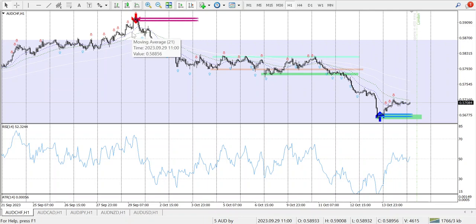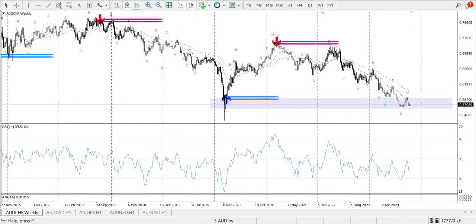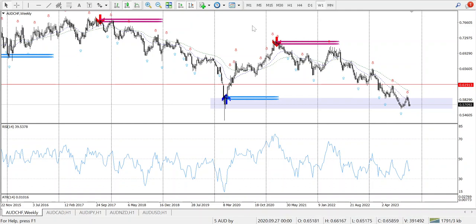So we will start with Australian dollar. Going to weekly time frame, it's a downtrend and it is perfectly supporting the 21 EMA and the last support resistance level. From the last area it is going down on the weekly time frame.